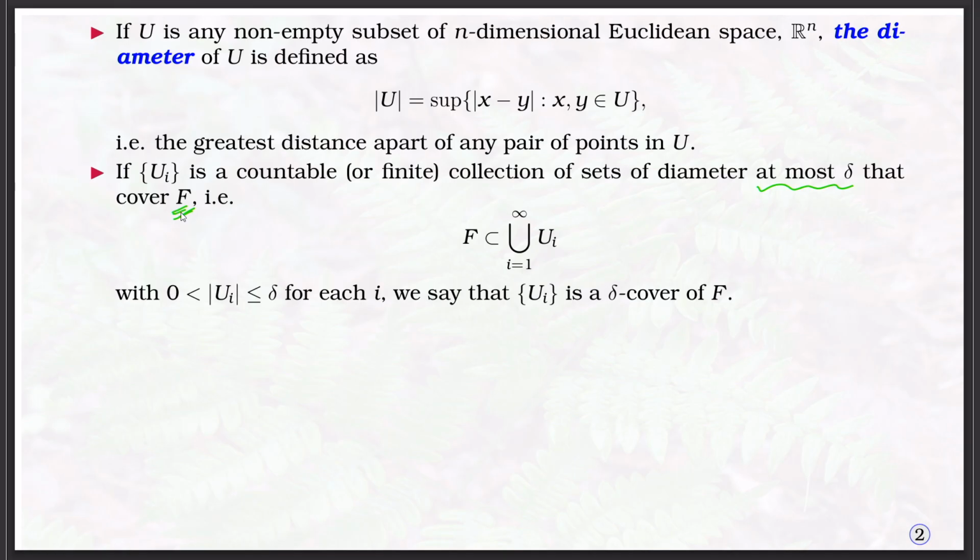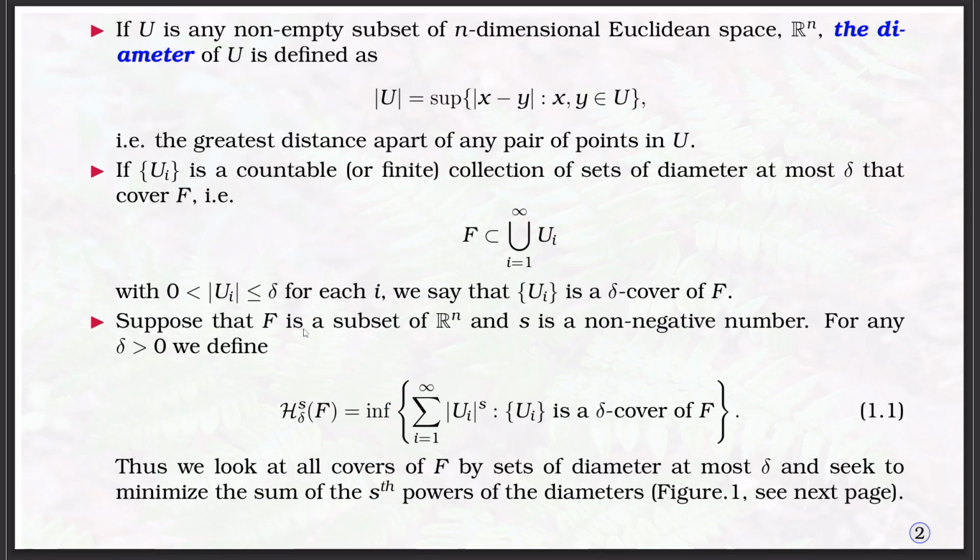We know the distance function is greater than or equal to 0, but we are taking the supremum, so it is strictly greater than 0. The modulus of U_i is greater than 0 and less than or equal to delta for each i, less than or equal to delta, not equal to delta. If you are taking all the boxes as equal, it is a subclass, not the whole of this family. We say that U_i is a delta cover of F.